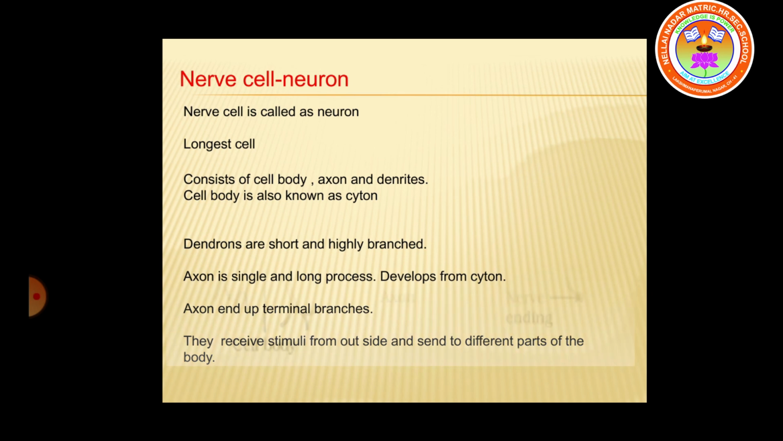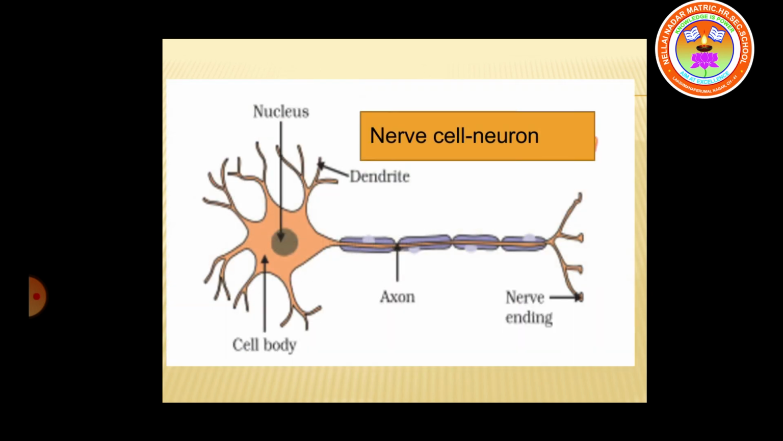The structure of a nerve cell is shown here. The three main parts are the cell body, that is cyton, the axon, the long process, and the dendrons or the dendrites. In the cell body, nucleus and cytoplasm are there. The terminal end is found at the end of the axon.